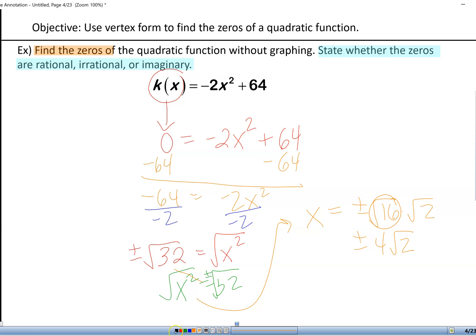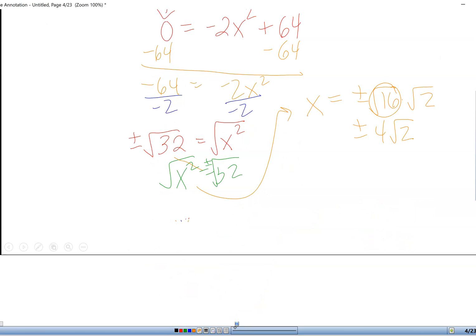And now we can write our conclusion. So don't say x equals. Remember, these are zeros, so you apply it. So the zeros are, you can say equals, I'm fine with that, but you separate them. So you have a negative 4 root 2 and a positive 4 root 2.